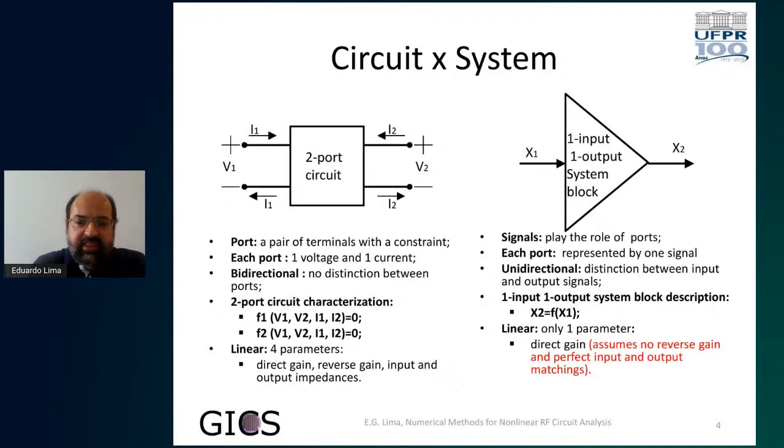In a system, signals play the role of ports. Each port is represented by a signal. Signals are classified as input and output. So, in a system, the data flows in only one direction, always from input to output. In a block with one input and one output, the system is represented by one equation that maps the output signal as a function of the input signal. If the system is linear, there is only one parameter. This parameter is related to direct gain. In other words, it is assumed no reverse gain and perfect input and output matchings.